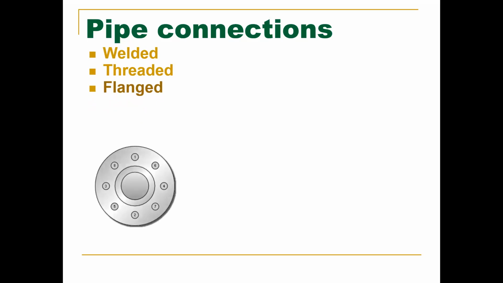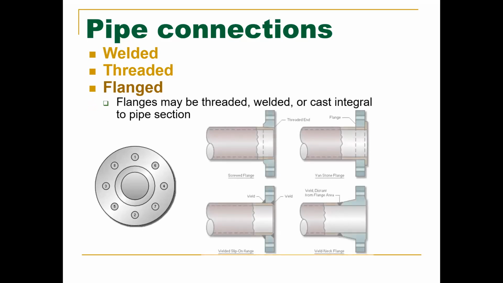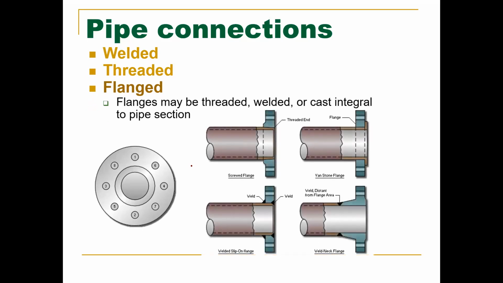Now we have flange. Flanges may be threaded on or welded on or cast. They could be really quite literally anything. This is a threaded version where the pipe goes into it. This one's slip-on, so you can see that the pipe continues over this way and the flange goes right on top of it. It slides over it.